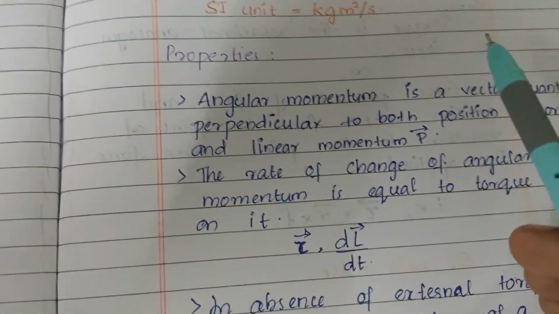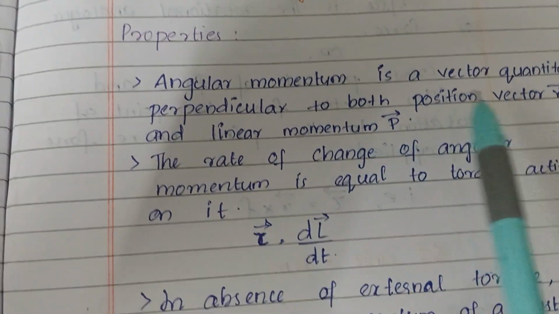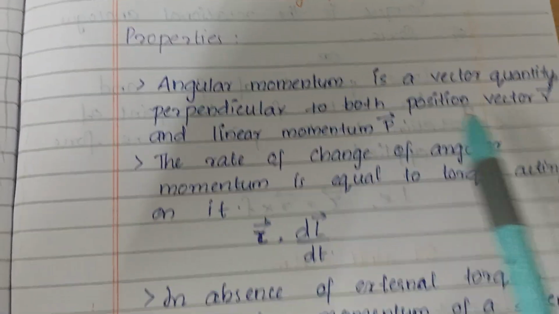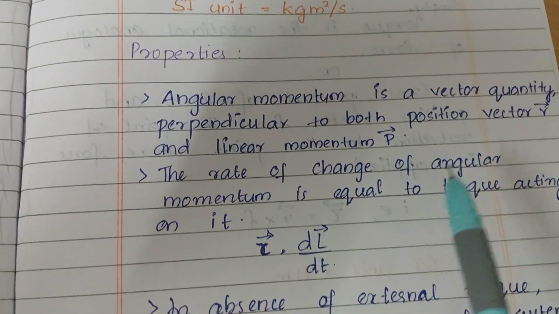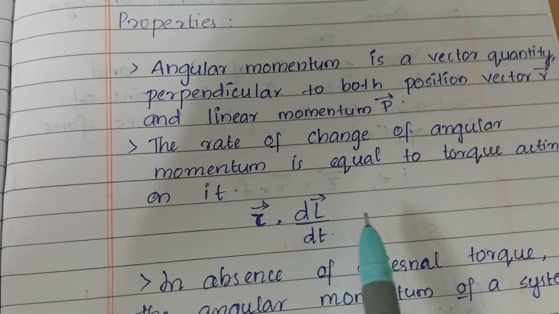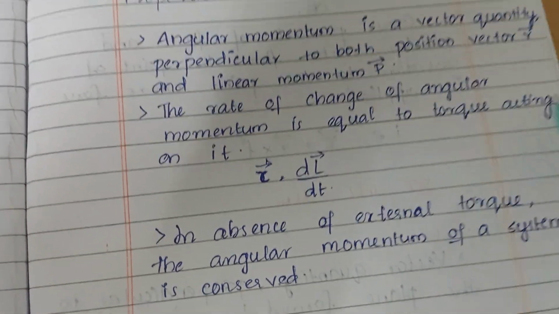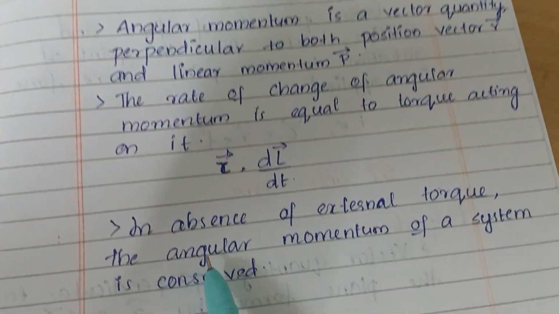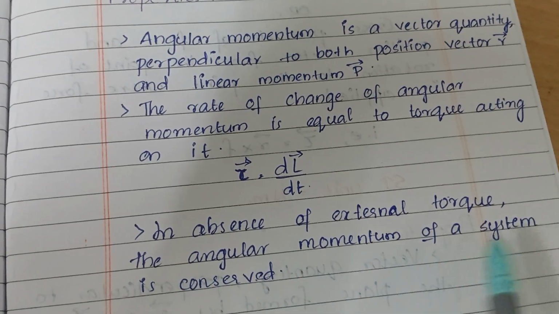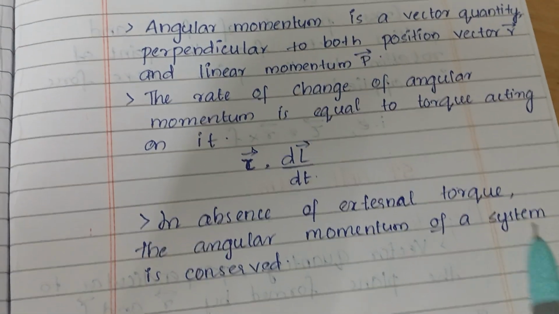And now we are going to the properties of angular momentum. Angular momentum is a vector quantity which is perpendicular to both position vector r and the linear momentum p. The rate of change of angular momentum is equal to the torque acting on it. As in linear momentum it is force, in angular momentum it is torque. The next property is, in absence of external torque, the angular momentum of a system is conserved. So this is the law of conservation of angular momentum.